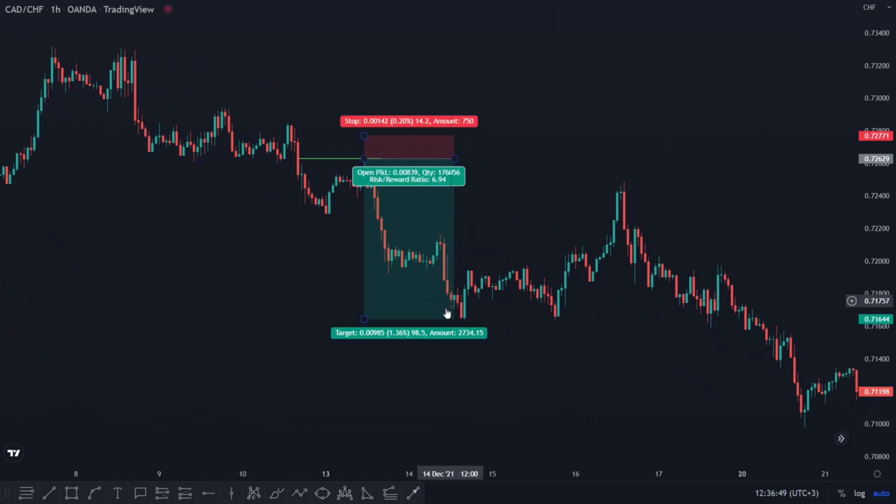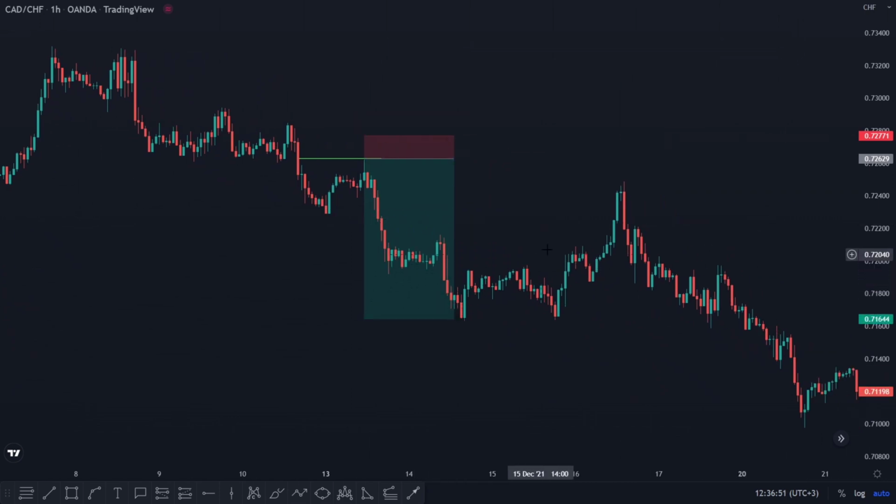So instead of taking a sell trade here, then you come and hit stop loss, yet you are right on the direction, you wait for it to retrace and achieve equilibrium again so that you can continue with your sell trade. So that's it for this video.